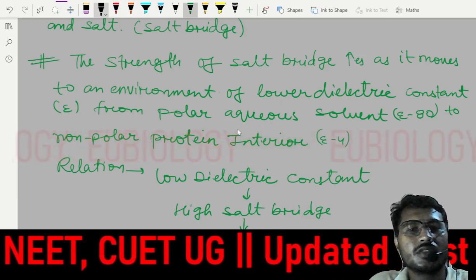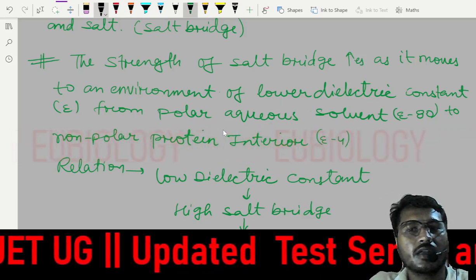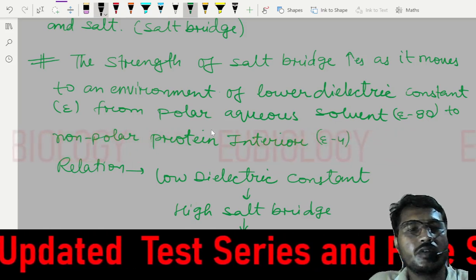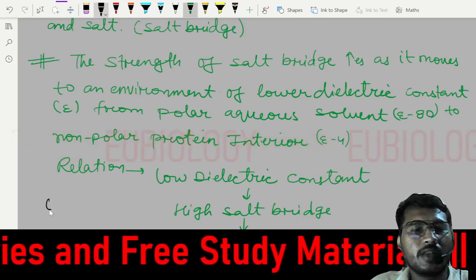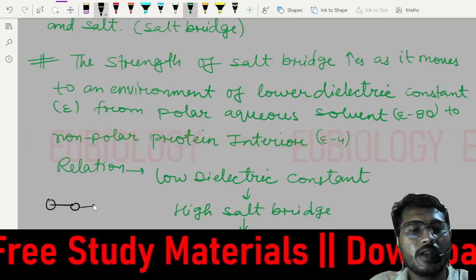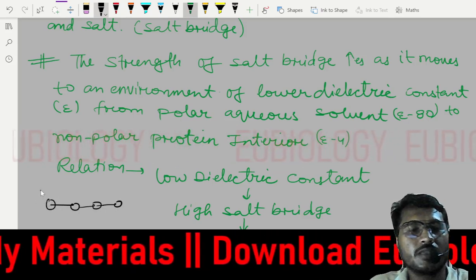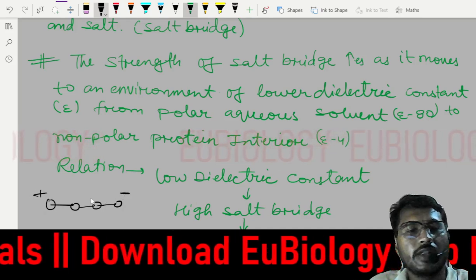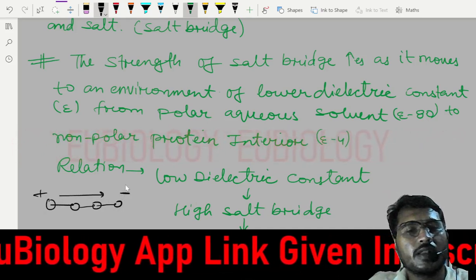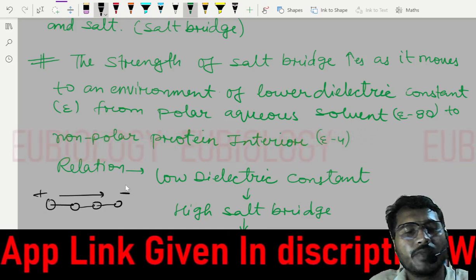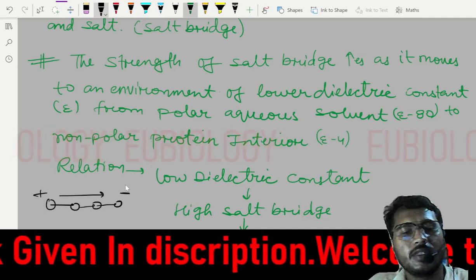What is the dielectric constant? So, suppose this is a long peptide chain, and there will be a partial positive charge and a partial negative charge. This will form a dipole. In the medium, the dielectric constant will be there.